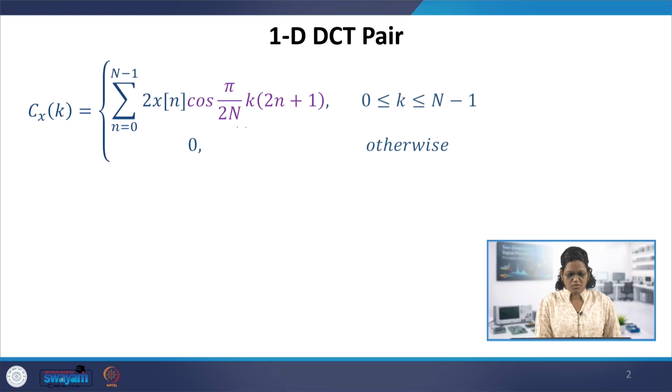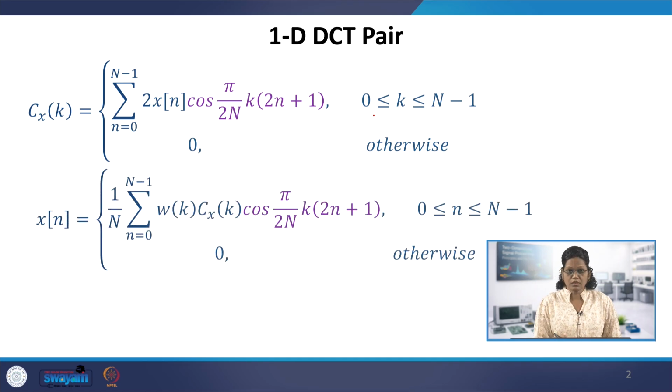So first we'll take the DCT pair, as we know the 1D DCT pair for the given sequence x of n. The basis function is given by cos of pi k by 2N into (2n plus 1). This is for the case of obtaining the DCT coefficients. We have taken some examples, and seen how the coefficients lie specifically in the low frequency, low energy regions, and how this energy compaction property of the DCT works. These things we had learnt in the previous lectures.